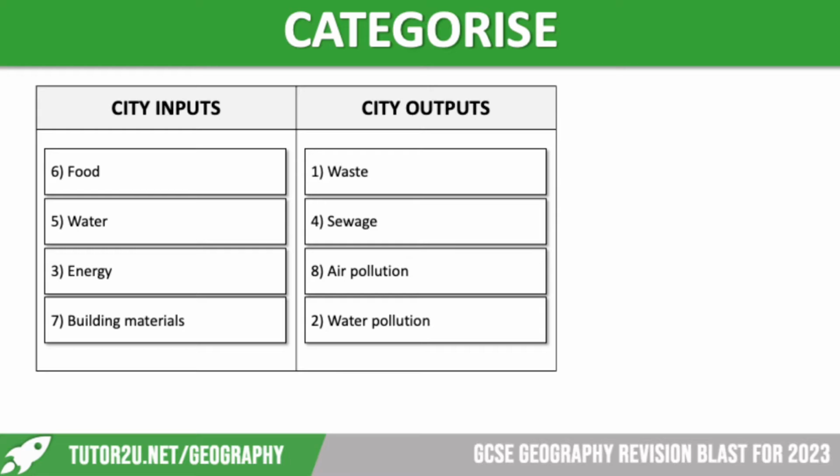In terms of city outputs, we've got waste, sewage, air pollution and water pollution. So in terms of sustainable environments, then we're thinking about how we can reduce all of those, how we can make those as sustainable as possible as well.